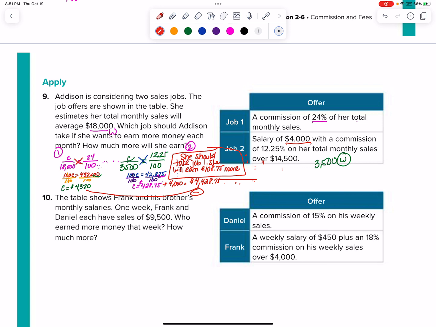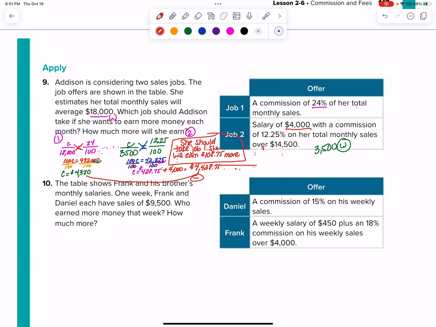All right, so number 10, let's just look at it because you're doing it on your own, but you know these are a lot of pieces here. So Frank and his brother, this shows each of these separate people's earnings, basically their monthly salaries. So in 1 week, they both have sales of 9,500. So that's their original whole sales. Who earned more money that week and how much more? It's exactly the same as what we just did in problem 9. Daniel obviously has a certain situation of just getting 15%.